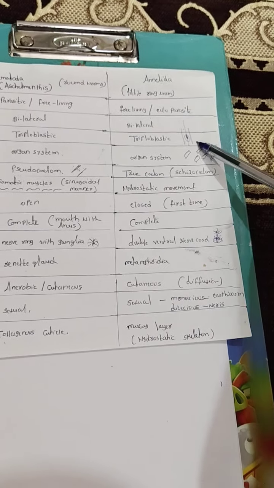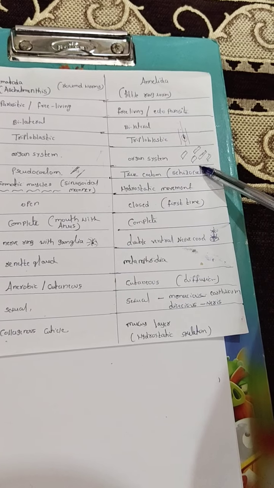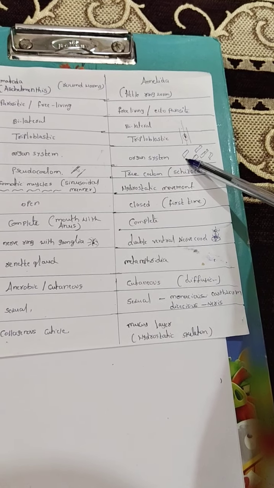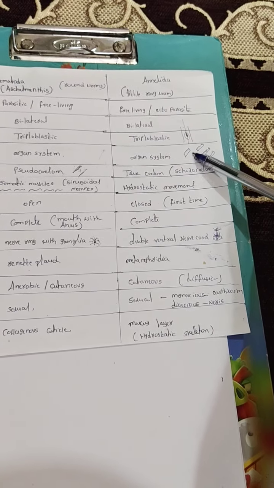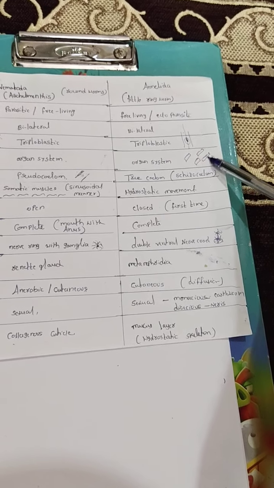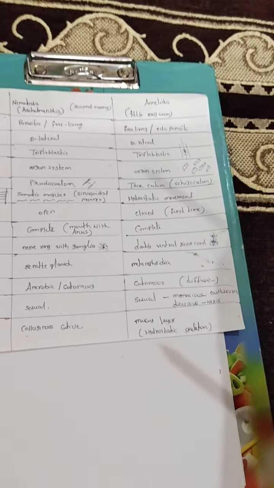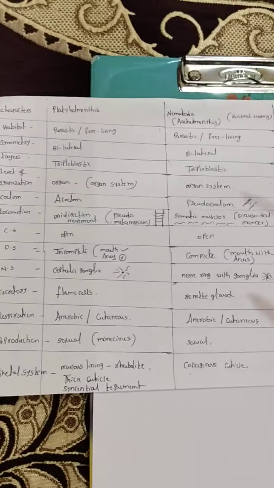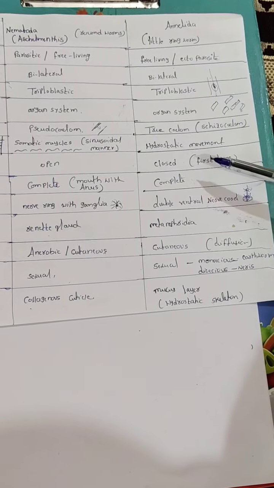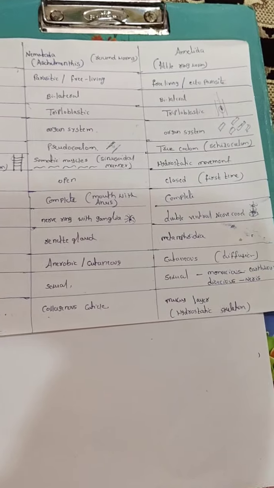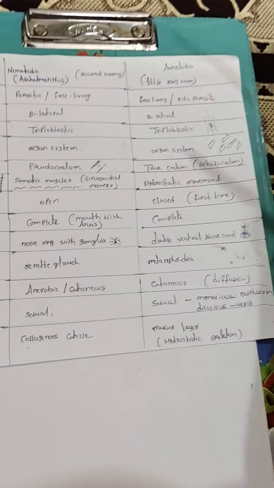Schizocoelom means, suppose this is the body cavity. In this body cavity it is divided like pouches, like blocks. That type of coelom is called a schizocoelom. And then locomotion, what type of movement? Hydrostatic movement. What does hydrostatic movement mean?